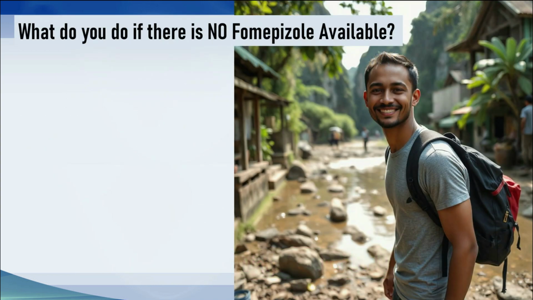What do you do if there's no fomepizole available? So if your friend is poisoned with methanol and there is no real healthcare available, meaning you can't get fomepizole, what do you do? In that situation, you need to give the patient ethanol. Ethanol competes with methanol for alcohol dehydrogenase. Ideally, it's given intravenously, and that would be vodka diluted in saline from 40% down to 10%, but if not, give it orally as tolerated.